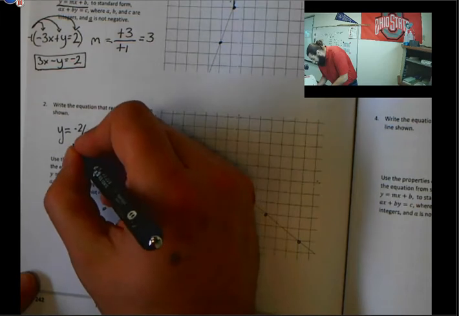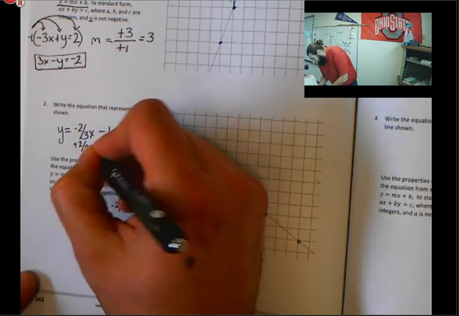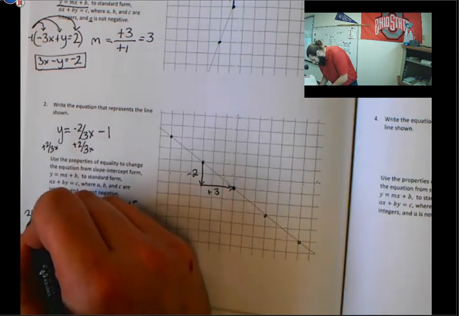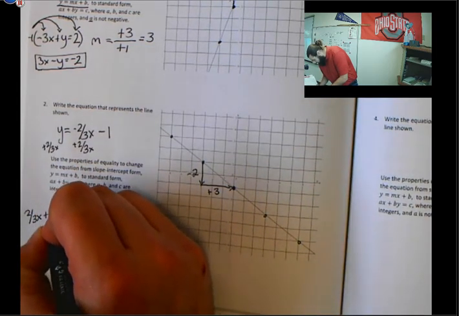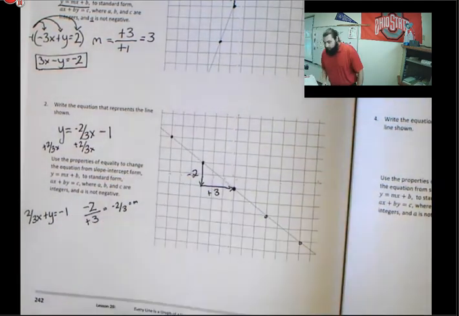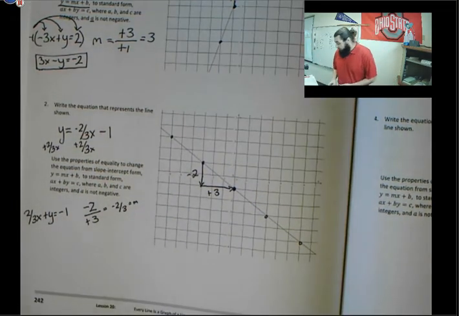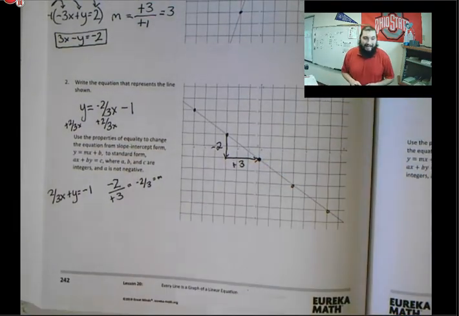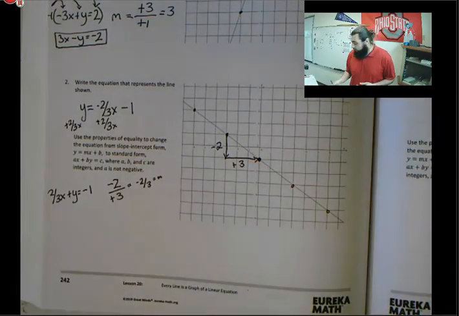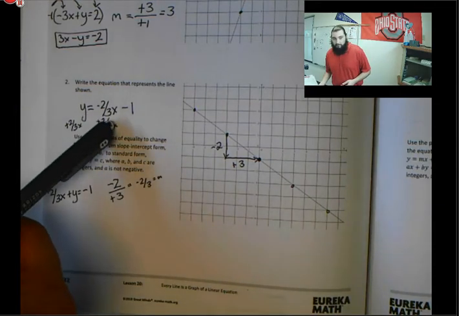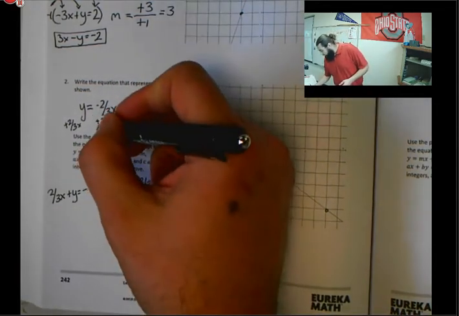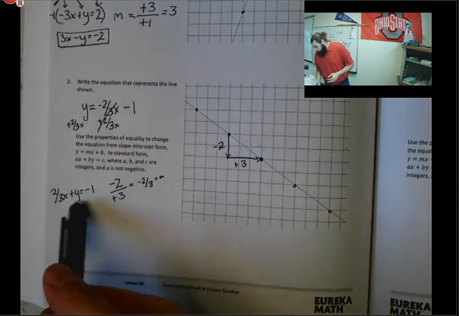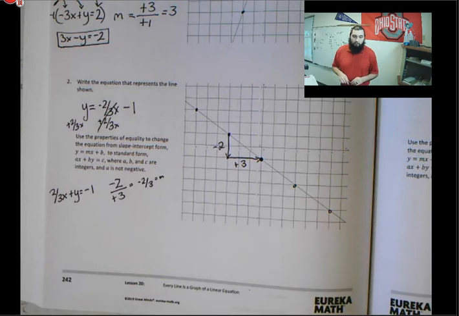To go from slope-intercept form to standard form, we do the same thing we did before. We need to add 2/3 x to both sides. So that gives us 2/3 x plus y equals -1. The reason that we added 2/3 x this time is because our slope is already negative. So this is a negative value, positive, cancel it out. That's the point. So now we have 2/3 x plus y equals -1.